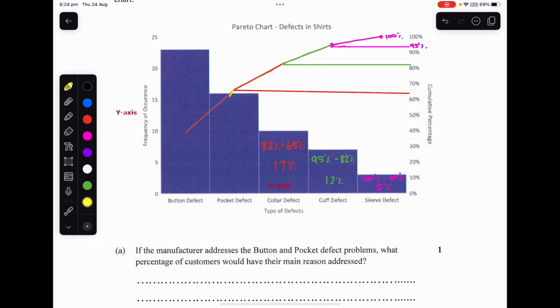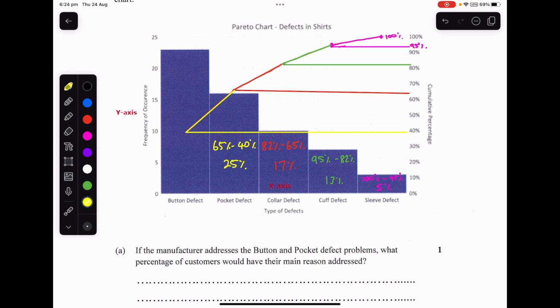Okay, so this one's then going to go down to the first point, and we'll go across. And I think we're looking at 40% there. So we'd go 65%, take away 40%. So this one in here would be looking at 25%.